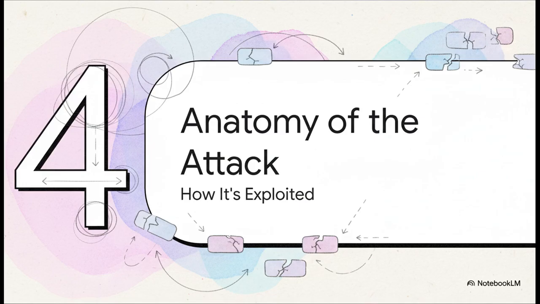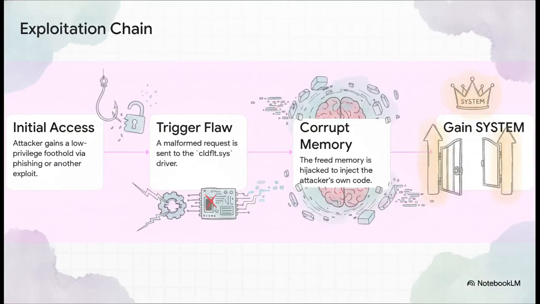Okay, let's get into the weeds a bit. How does an attacker actually pull this off? It's a pretty methodical process that takes advantage of that use-after-free flaw we were just talking about. It's really a four-step chain. First, they get that initial foothold, maybe through a phishing email. Next, they send a specially crafted command to that driver to trigger the memory bug. Then they jump in and seize control of that unstable memory space. And finally, they use that control to rewrite the rules of the system, giving themselves the ultimate prize, SYSTEM privileges. It's a precise and devastating sequence.